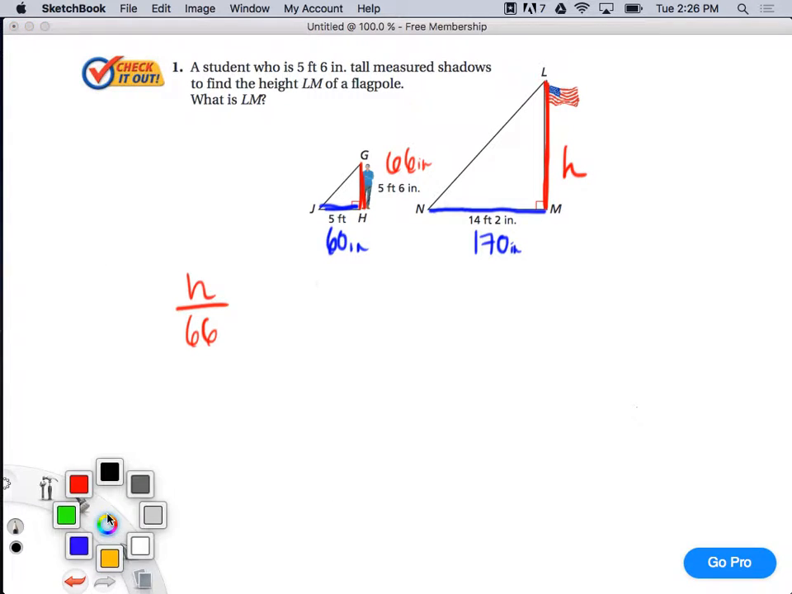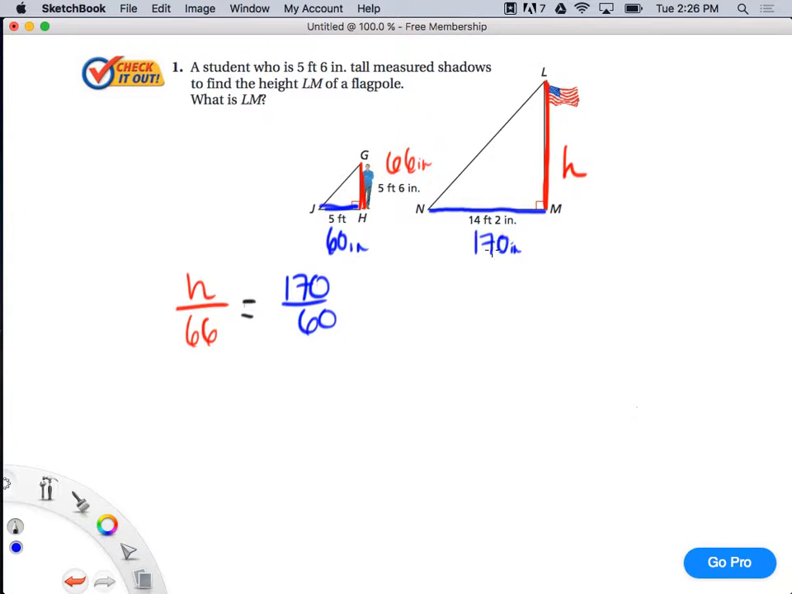So h over 66, red over red, equals, which one goes on top? 160 or 170 or 60? 170. Why does 170 go on top? Wait, did I do the wrong one? No, because h is on top, right? But where'd you get 170? So whatever the 170 inches. You have to convert it to inches first. That's why. Okay, I was wondering why. Yeah. Okay. So 170 over 60, right? Because h is on top, so the right triangle is on top, right?